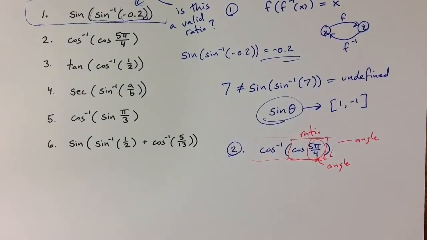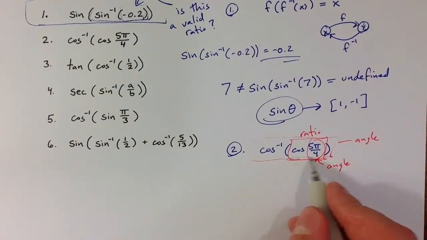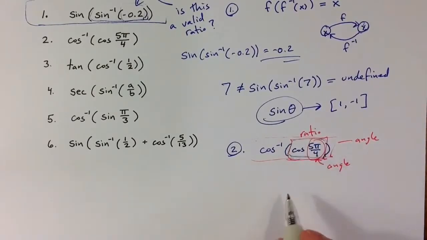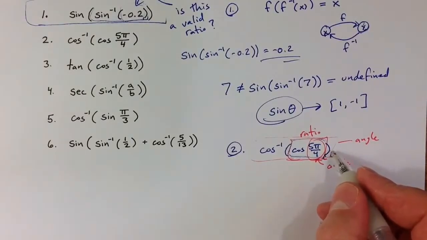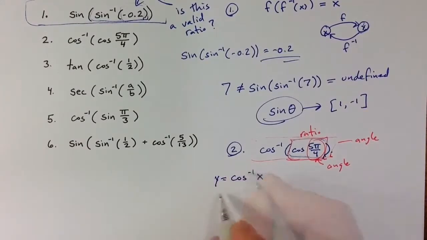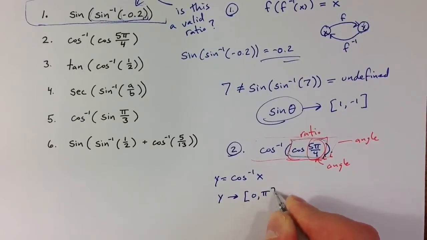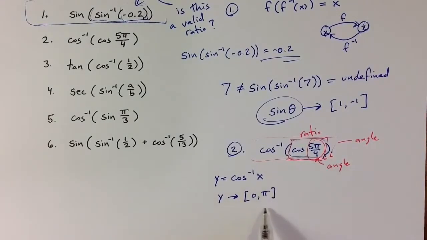But this is a little bit different than the earlier example, because for cosine in particular, I can plug in any angle. So this is going to be defined. This is going to give me some ratio, and then the inverse cosine can always be applied to any cosine ratio, so I should get some answer, but it's not going to be this answer. Because what do we know about inverse cosine? Inverse cosine, the value for y has to be an angle between 0 and pi. And 5 pi over 4 is not between 0 and pi. 5 pi over 4 is bigger than pi.